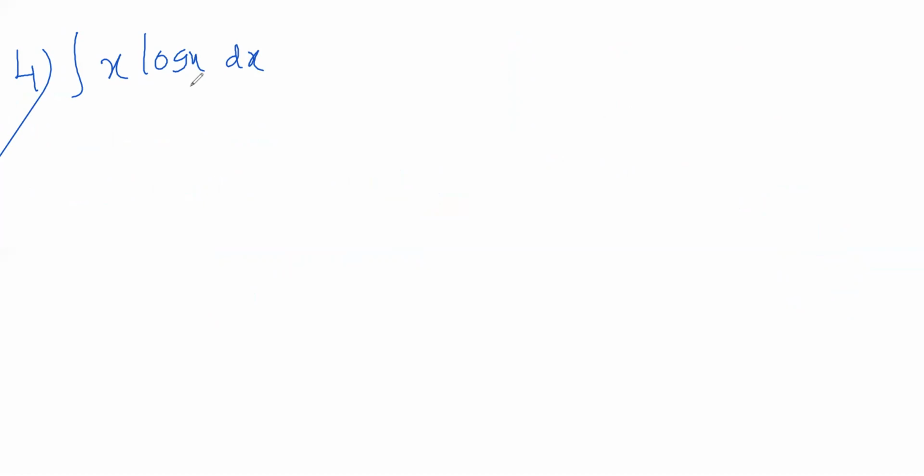So which comes first? Log x comes first, right? So we are taking u as log x, then dv as x dx. So u is equal to log x. It is not in the form of u is equal to x power n, so here we are using integration by parts.